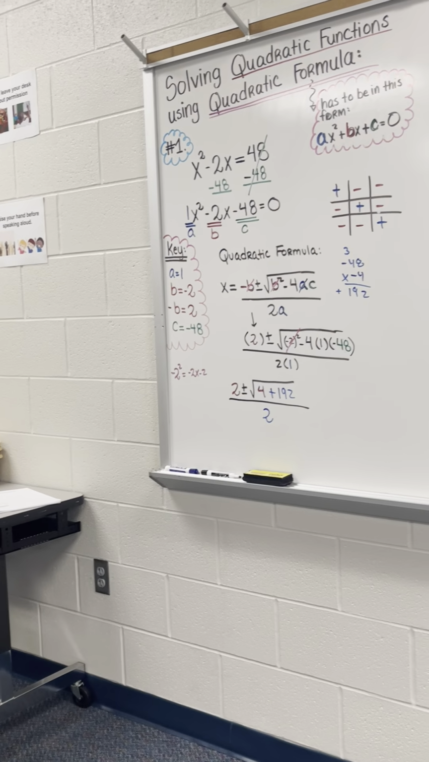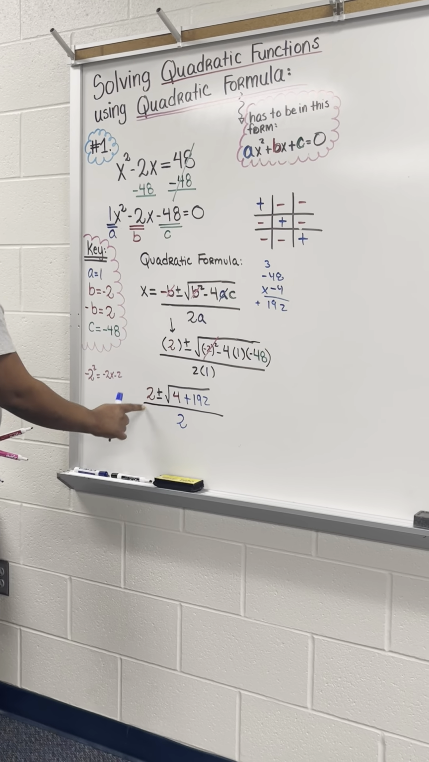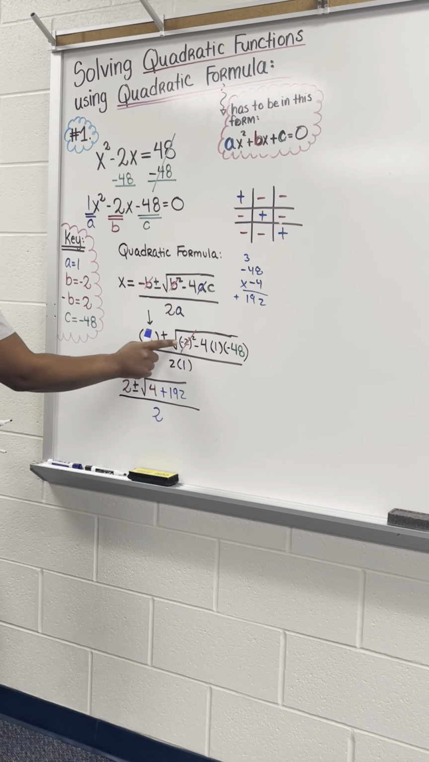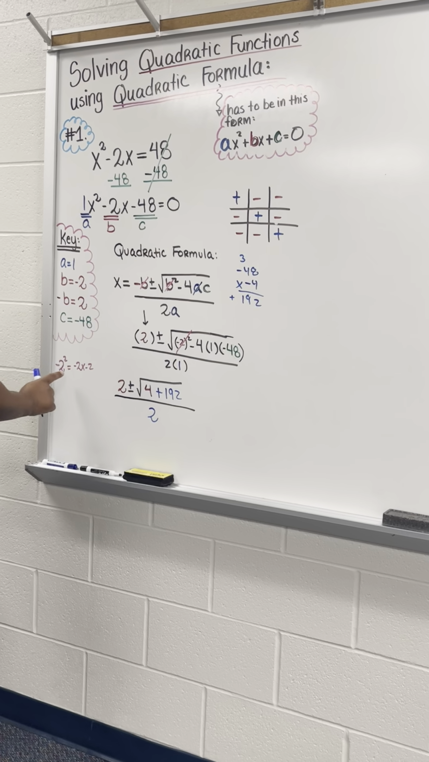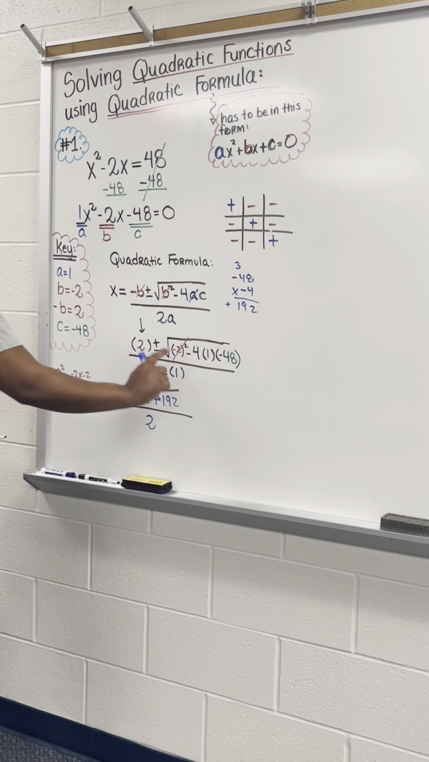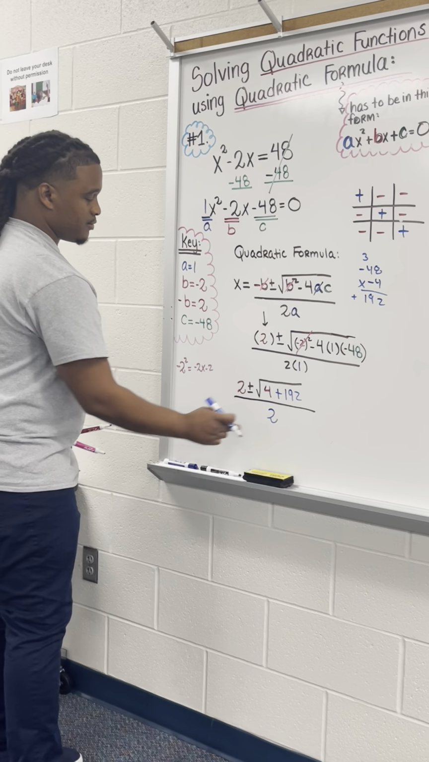Okay, so let me just pause right there. That's what you should have. Once again, we just brought down that 2, the plus and minus sign, the operations, the square root. We know that negative 2 squared, which is just negative 2 times negative 2, is a positive 4. And then we did everything else and we got a positive 192 all over 2, okay?